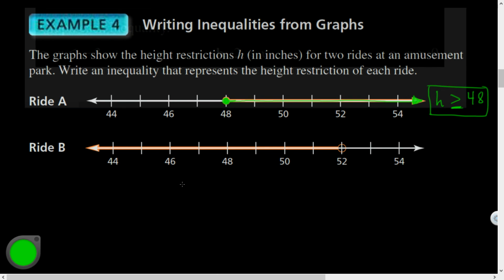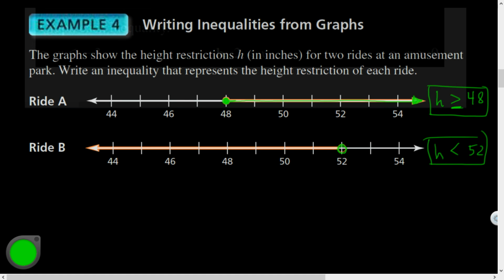And last problem. Here, 52 is the point of interest, so h compares to 52. It's shaded to the left. So left is less than, right? These are towards the negative numbers, even though I don't know of anyone who is negative inches in height. That would be weird. But we're going to the left. We're smaller than, so I'm going to do a less than sign. And it's an open circle. So do I need an underline? No. So I'm done, friends. This is good stuff.